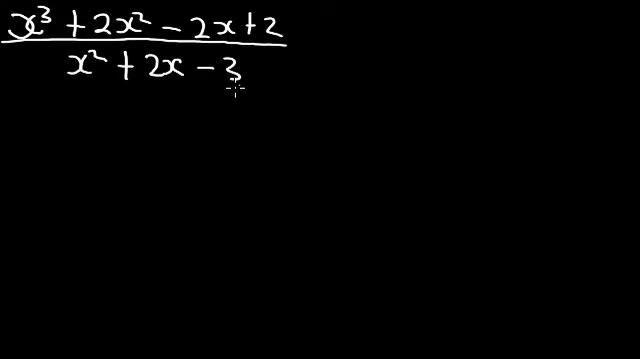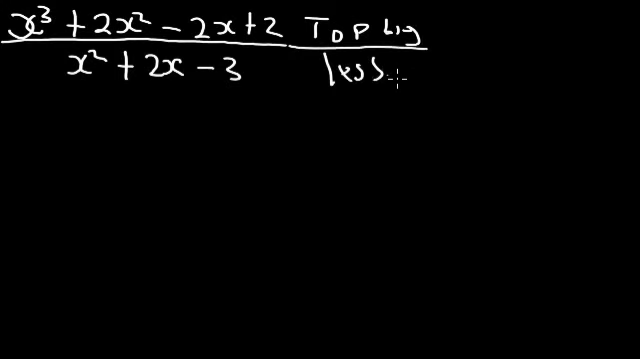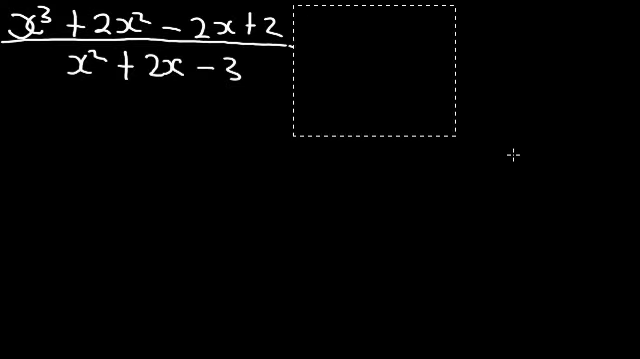The first thing you must consider doing is to observe the degree of the highest term at the numerator. That's 3. Now, what is the highest degree at the denominator? That's 2. So therefore, we have a top-heavy fraction. What we have at the numerator is bigger than what we have at the denominator. So therefore, we have an improper fraction.